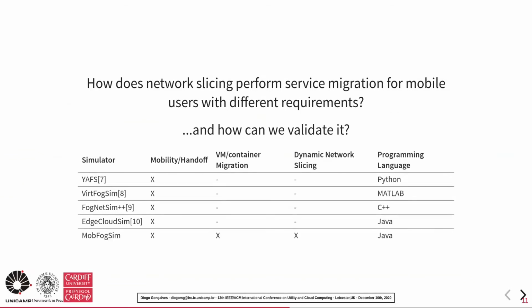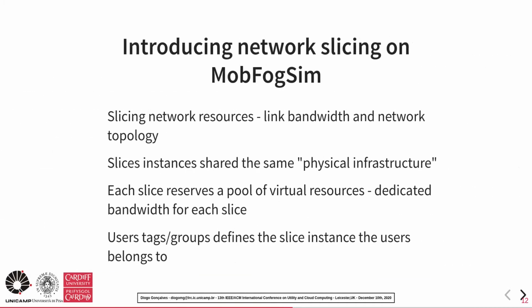To the best of our knowledge, there is no other simulator in the literature that combines user mobility, service migration, and network slicing support. In this work, we introduced network slicing support in MobFogSim. At this moment, we model the slicing on the network resources, more specifically, the link bandwidth and the network topology.